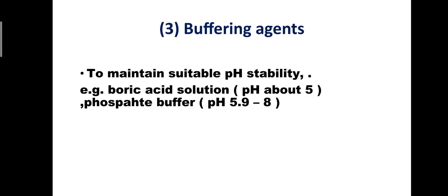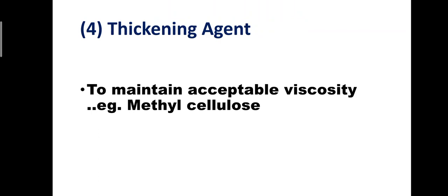Third point, buffering agents, to maintain suitable pH stability. What is the role of buffering agents? To maintain suitable pH stability. Examples of buffering agents: boric acid solution pH about 5, phosphate buffer pH 5.9 to 8. These are the buffering agents. Fourth one, thickening agent, to maintain acceptable viscosity. Thick means viscous. Example, methyl cellulose.